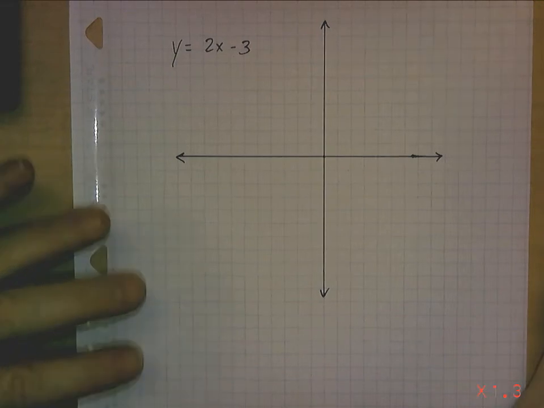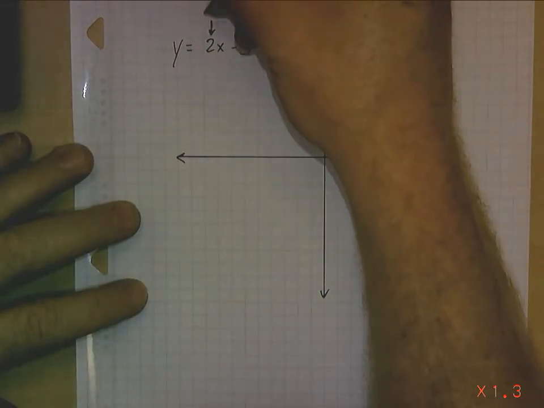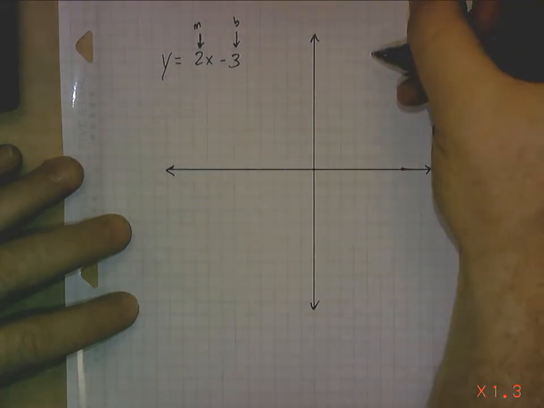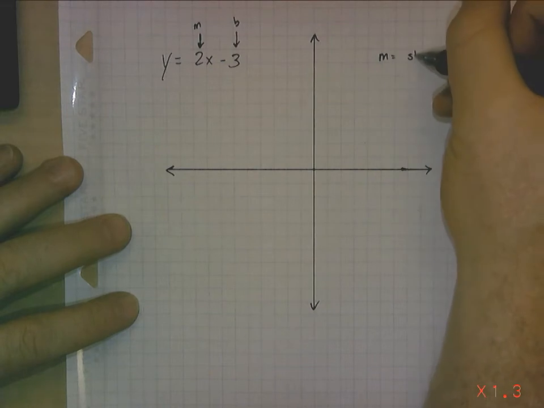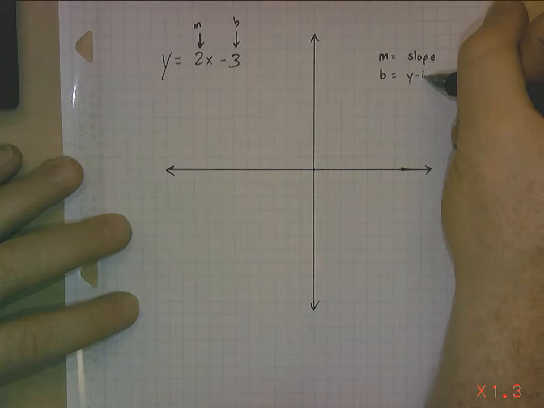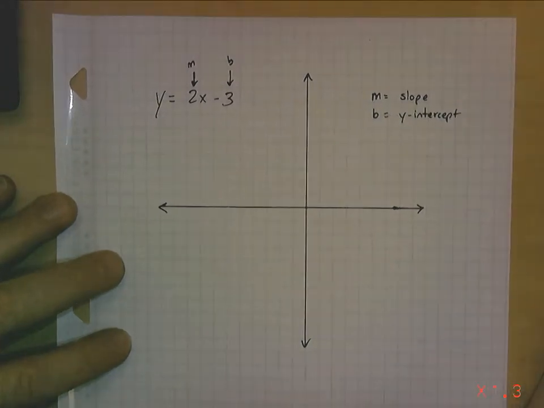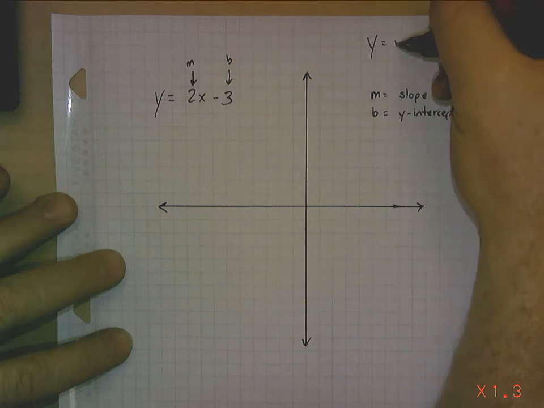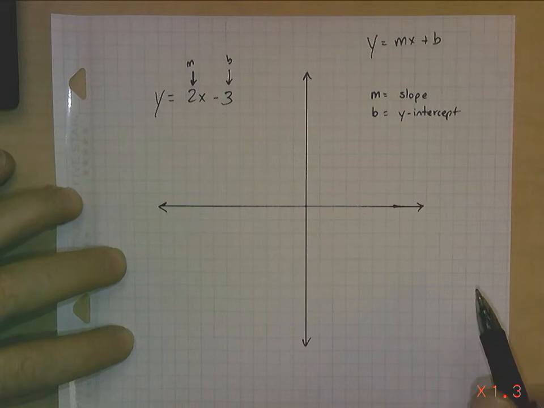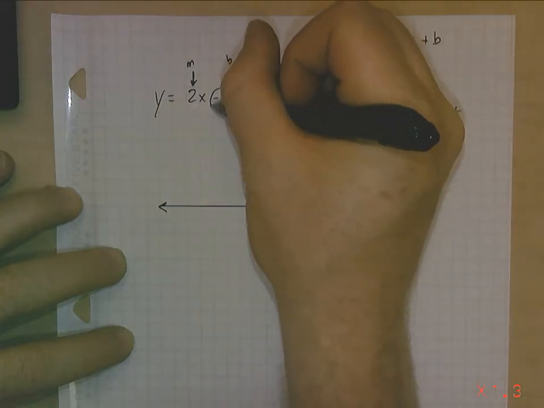All right, so again, the 2 is, remember, this is the x, right? This is the m, and this is the b, right? So remember, m represents slope. The b represents the y-intercept. Okay? So remember, y equals mx plus b. Now, the easiest way to start is you start with your y-intercept. Your y-intercept is going to be your starting point.